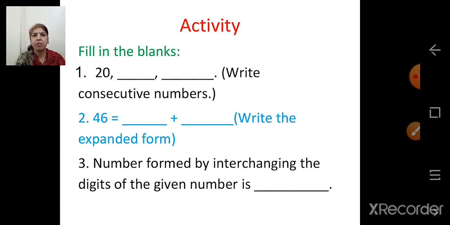Write consecutive numbers. So you have to write consecutive numbers. Second one, 46 is equal to dash plus dash. Write the expanded form. So to write the expanded form of the given number. Third one, number formed by interchanging the digits of the given number is.